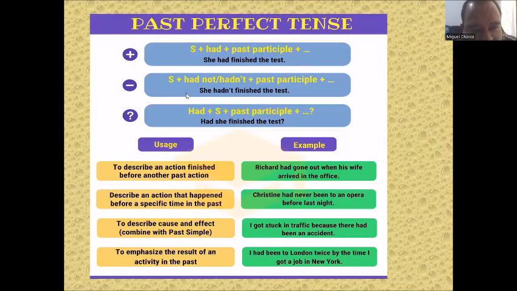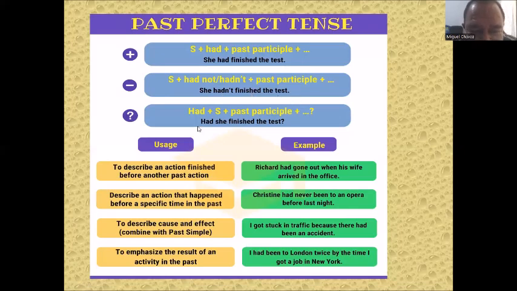To write or say the negative form of this tense, we add the particle not after the auxiliary verb had. Or we can use the contraction between had and not, that is hadn't. Then for negative we have subject plus had not or hadn't plus past participle plus complement. For example, she hadn't finished the test.